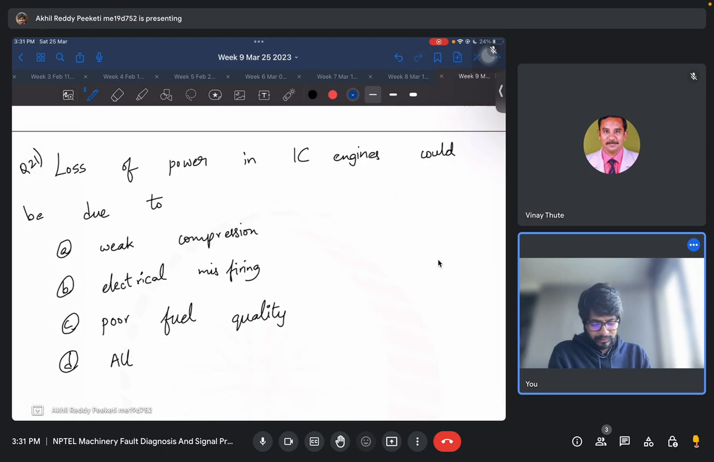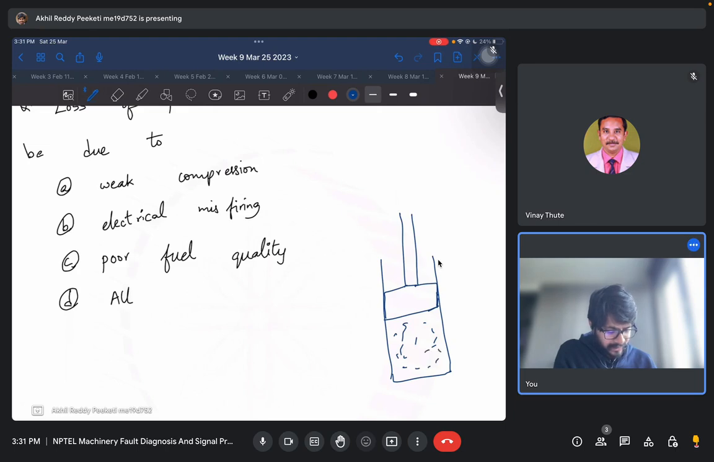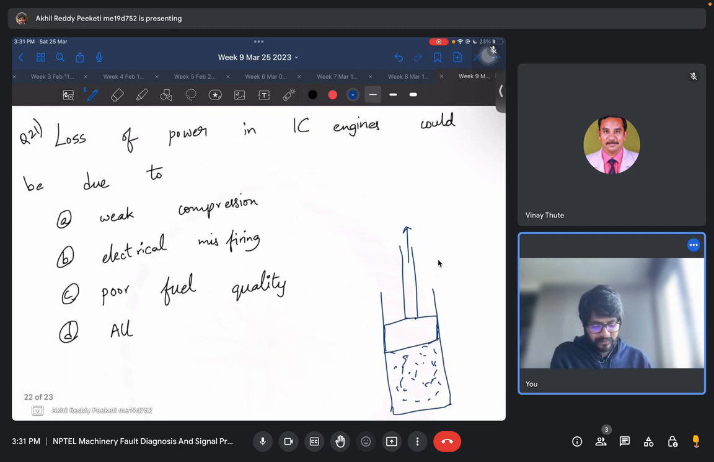The next question: the loss of power in IC engines could be due to. So what could actually cause loss of power in IC engines during the running operation? In internal combustion engines, we have a gas that gets compressed, and a spark ignition which burns and expands the gas, which moves the rotor outside. So if the compression is not enough, then you would lose power, and if the sparking happens at a different instant than when it should happen, then that expansion of the gas won't happen. So again, this would also lead to loss of power.